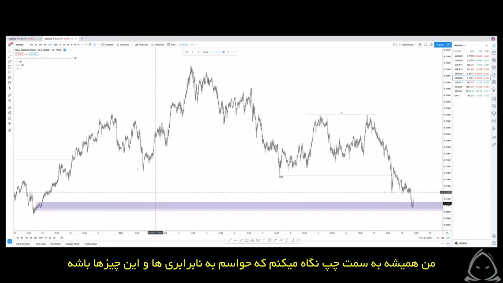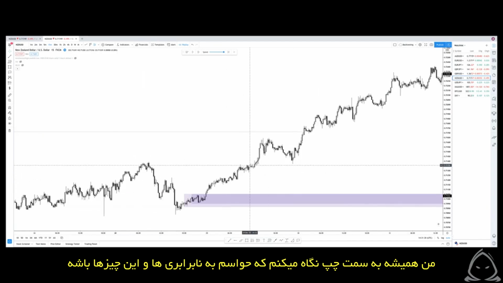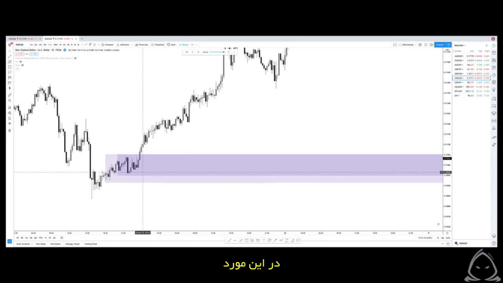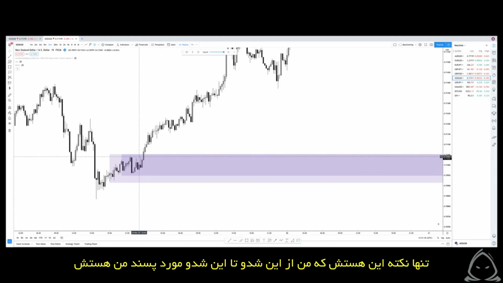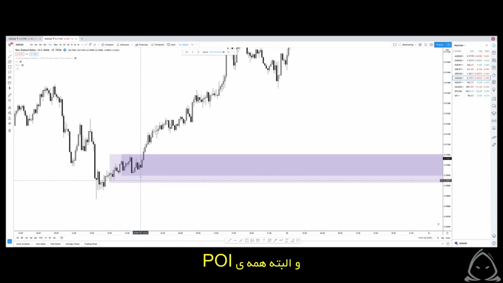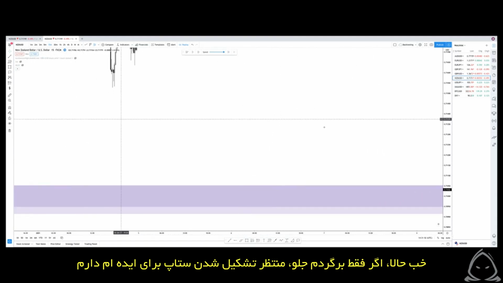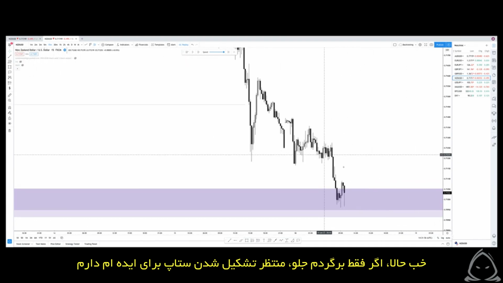I always have a look left just to see if there's anything inside that potentially needs to be aware of, imbalances, anything like this. In this case here, it's all looking pretty healthy. Price hasn't really left any major imbalance for us. The only point really being is this wick to this wick here that I'm interested in, and of course the overall POI.